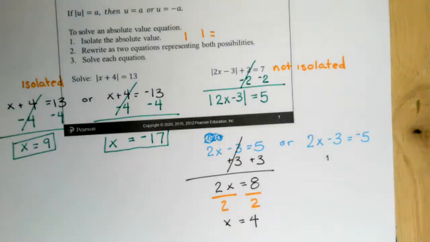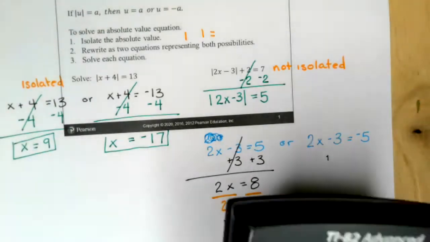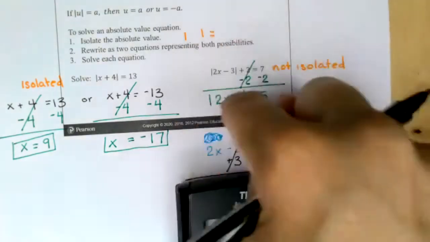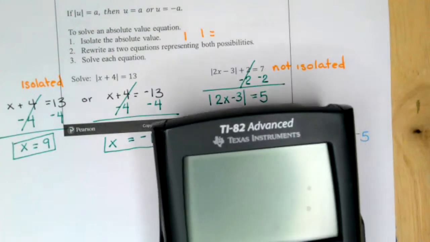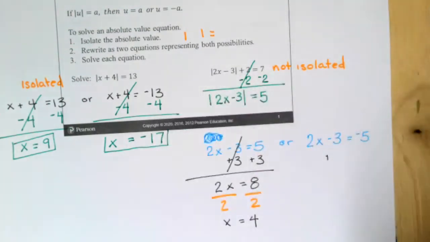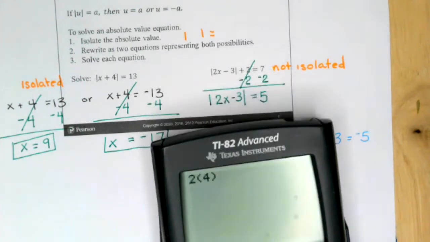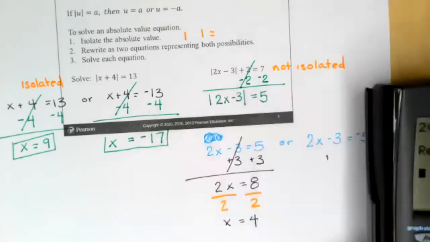Shall I check that answer? So that just means I'm going to put everything in here. What did I say my answer was? 4. All right. So 2 times 4 minus 3 is 5. The absolute value of 5 is 5. 5 plus 2 is 7. So that answer is okay.